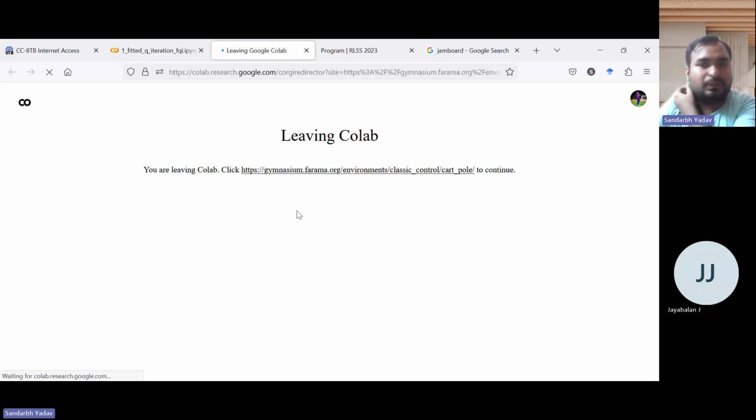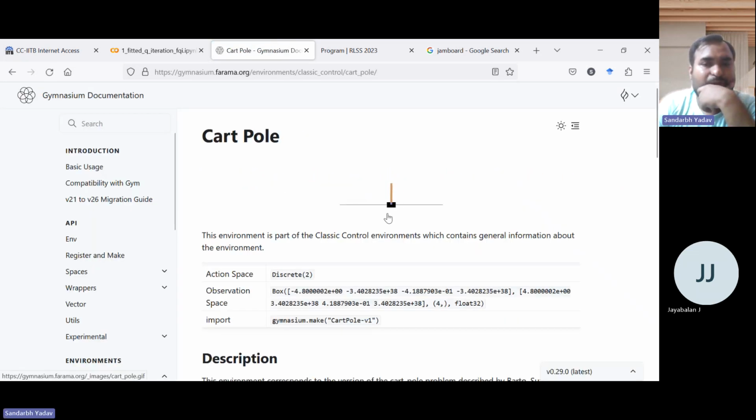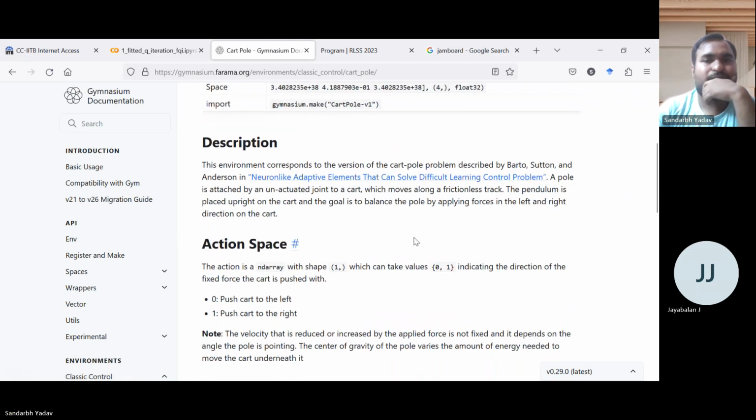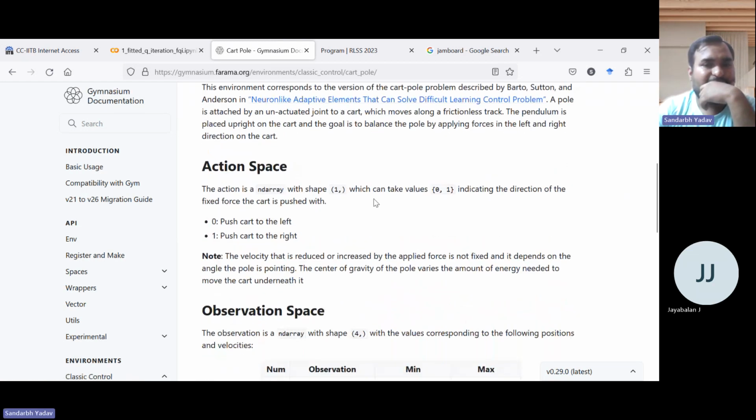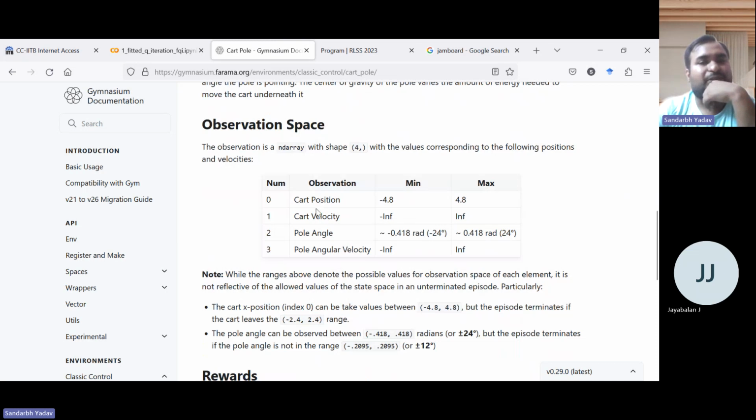So what is this CartPole problem? So this is CartPole. There is a cart, and on that there is a pole, but this pole might fall down. You need to move left or right in order to balance this pole so that it doesn't fall off. If the pole never falls, you get a reward of +1. So this is the problem. The action space is that you can push the cart to the left or push the cart to the right.